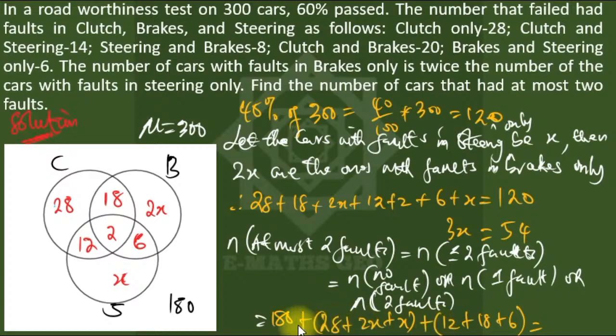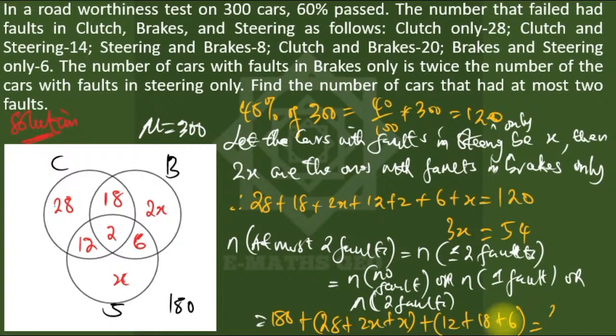Okay, so let's add up. This is 12 plus 28 is 40. 40 plus 180 is 220. Okay, 220 plus 24. 220 plus 24 is 244. Okay, we'll have 244 now.